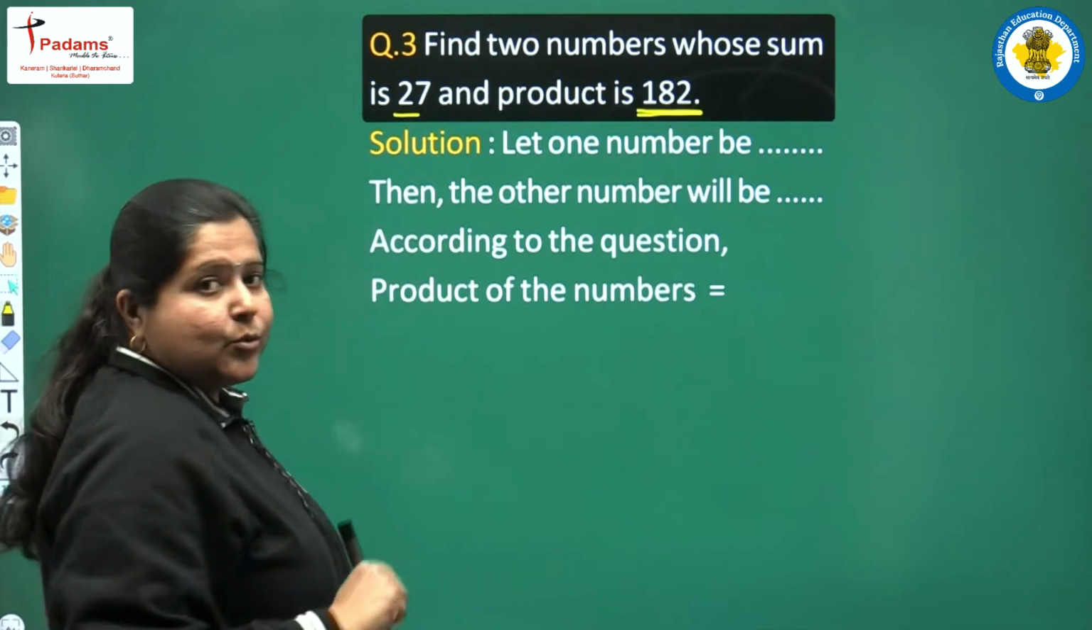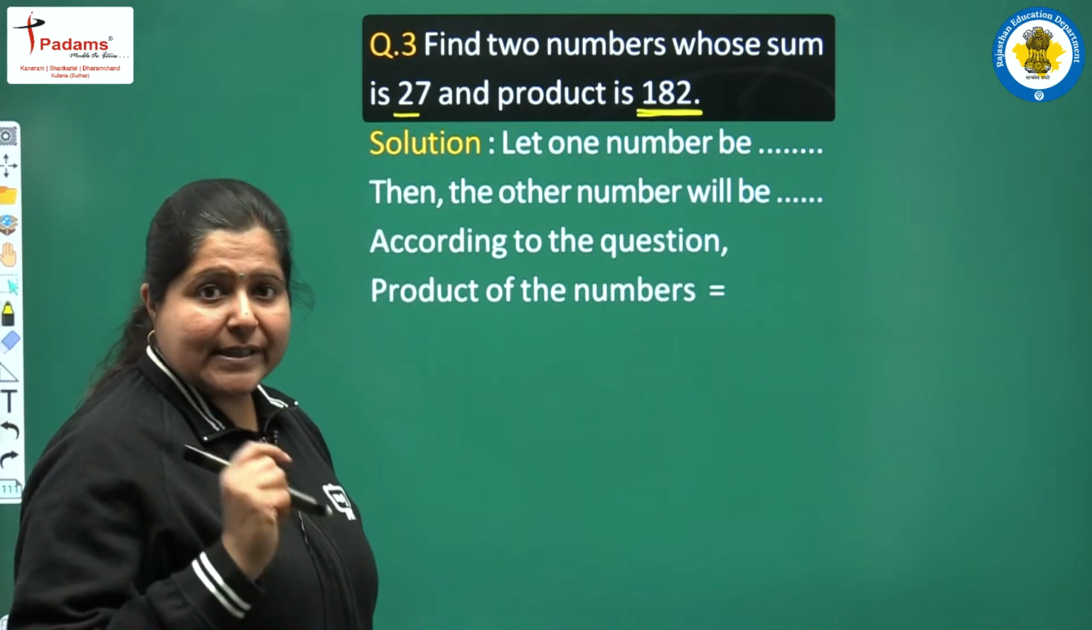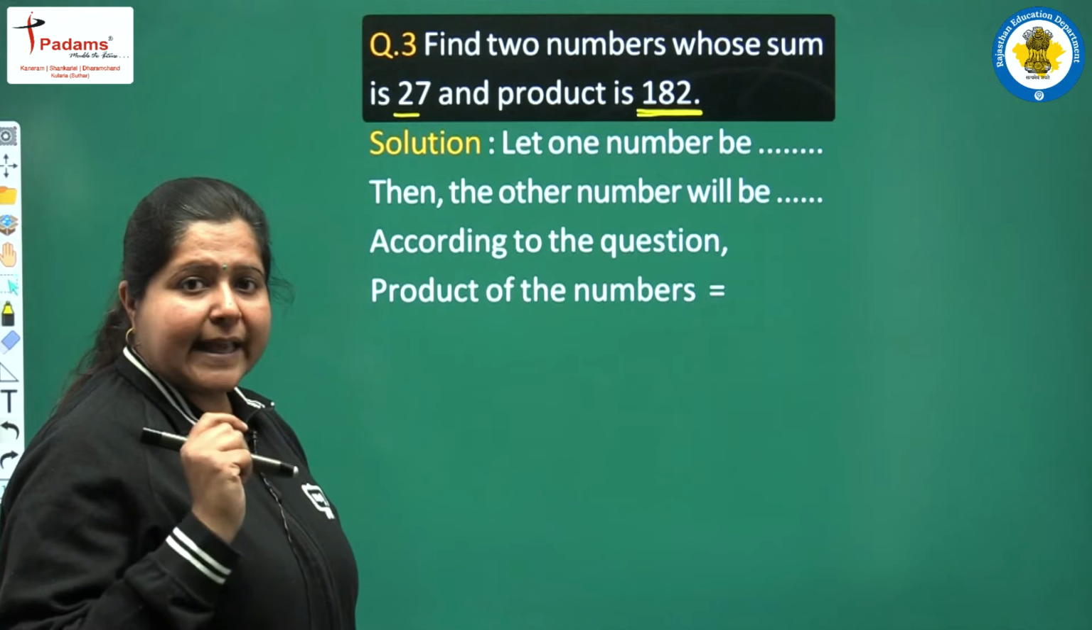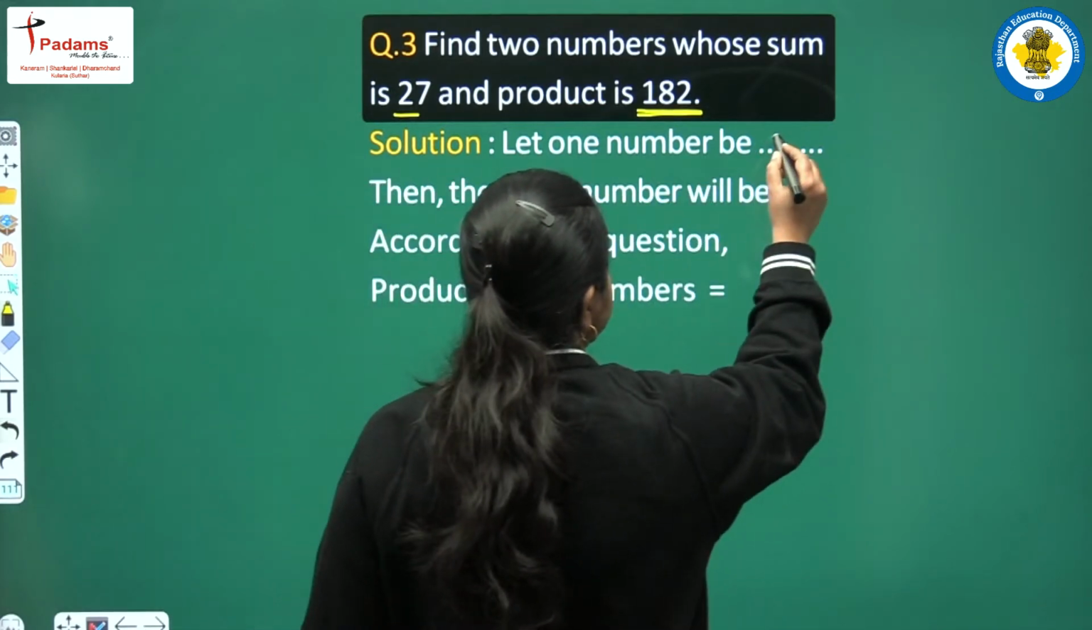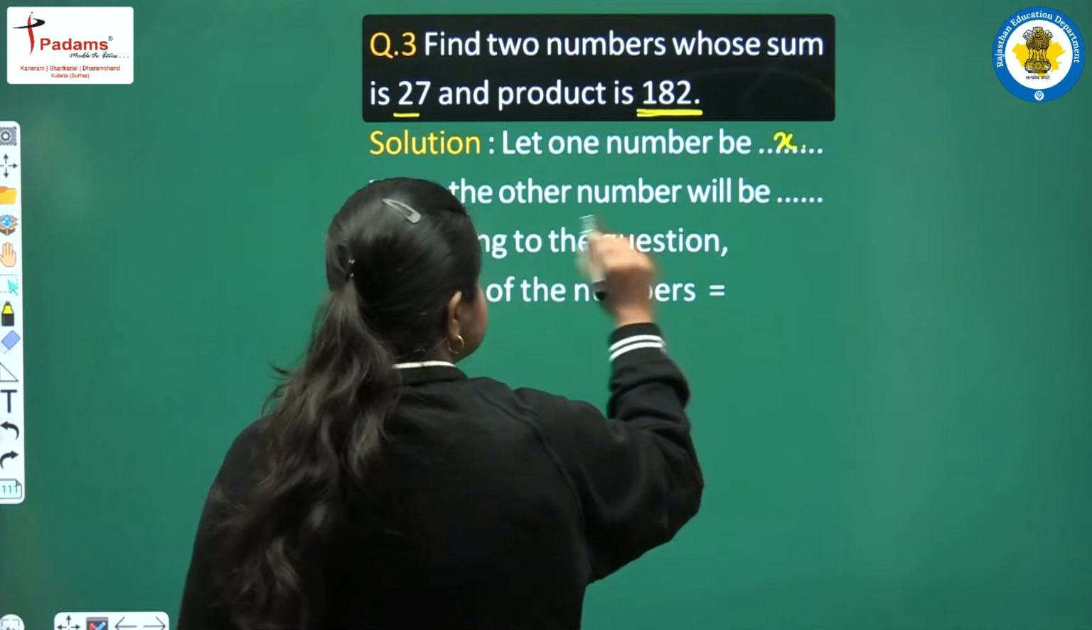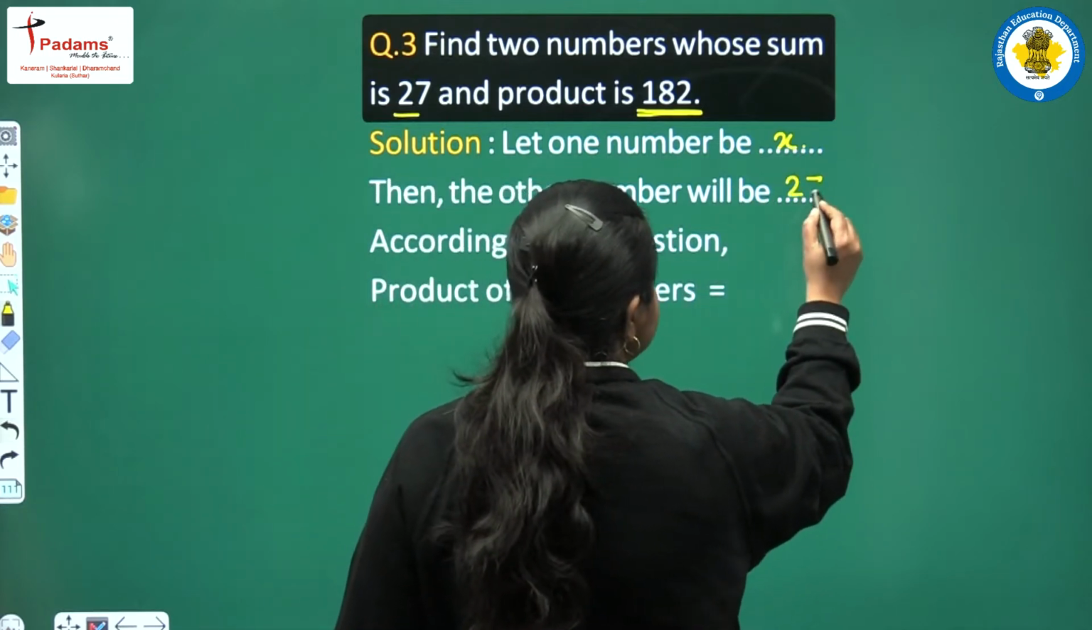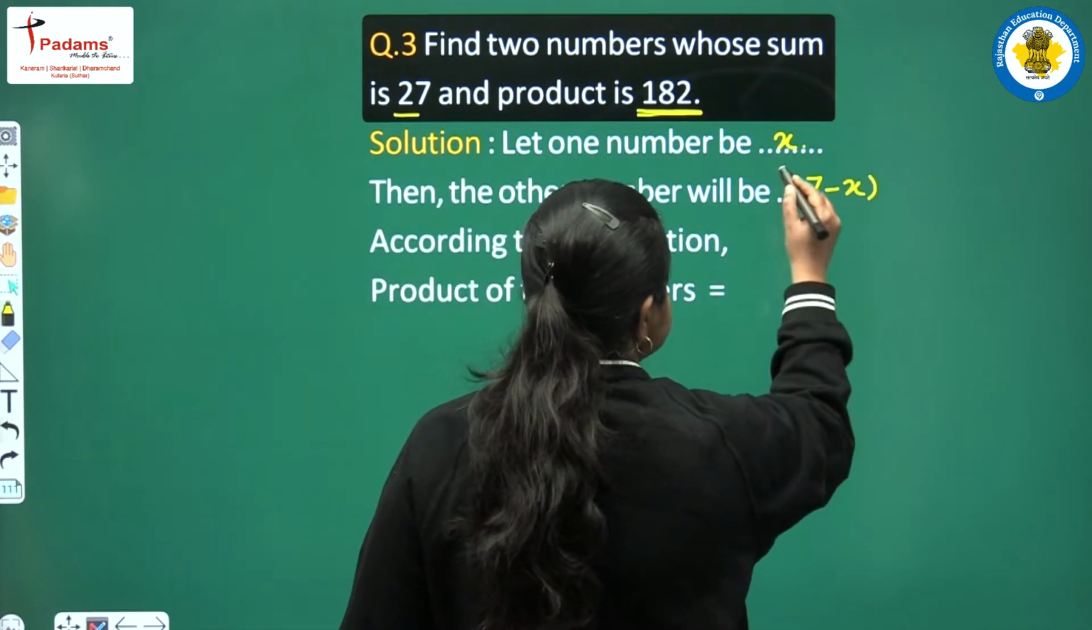So now we need to take two numbers and their sum is 27. Let us take them as x and the other one should be what? Let us see. Let one number be x. Then the other number will be 27 minus x. This will be the second number.